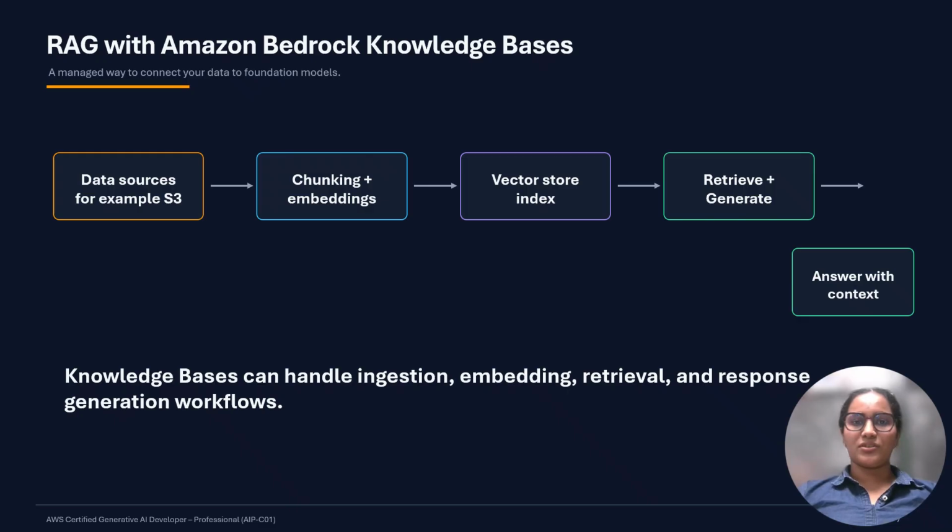AWS documentation describes knowledge bases as supporting RAG workflows by retrieving information from your data source and using it to generate context-specific responses. For the exam, remember that knowledge bases are useful when an application needs grounded responses from enterprise data without custom building every part of the RAG pipeline.